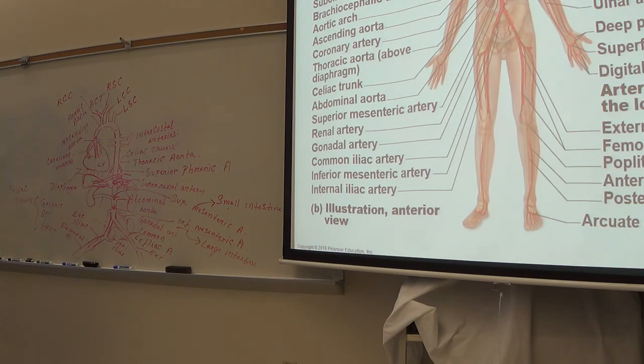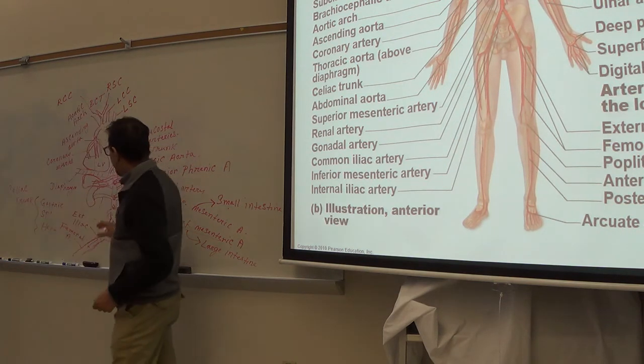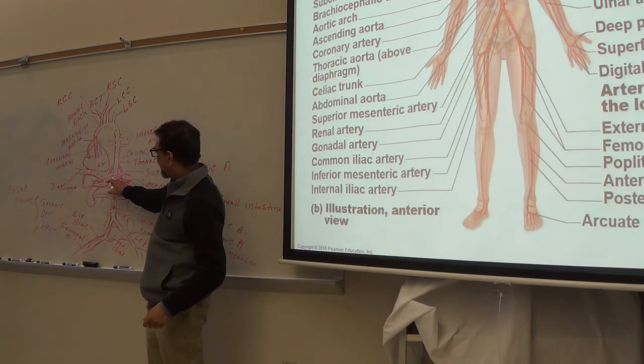Gastric goes to the stomach. We always hear gastric, right? Gastric means what? Stomach. Hepatic means what? Hepatic failure, what is that? Liver, right? And splenic goes to the spleen. You passed, but you need to listen carefully. So three organs get blood from the celiac trunk.